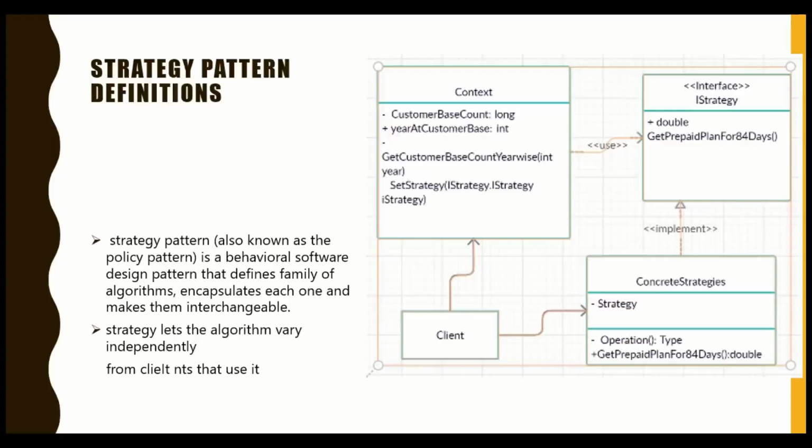Next, we are going to see the business definitions. The strategy pattern, also known as the policy pattern, is a behavioral software design pattern that defines a family of algorithms, encapsulates each one and makes them interchangeable. Strategy lets the algorithm vary independently from the clients that use it. You can see the UML diagram of the implementation we just saw.